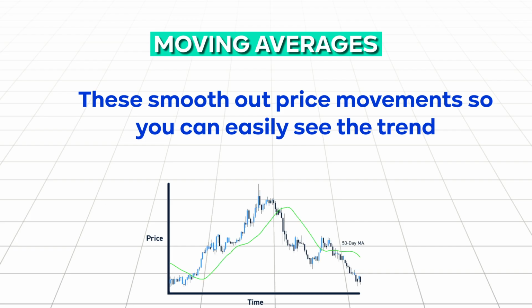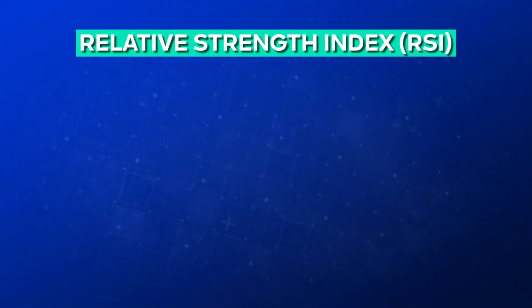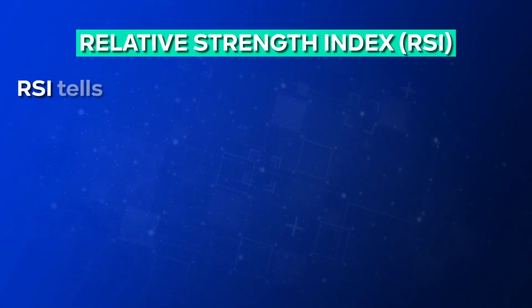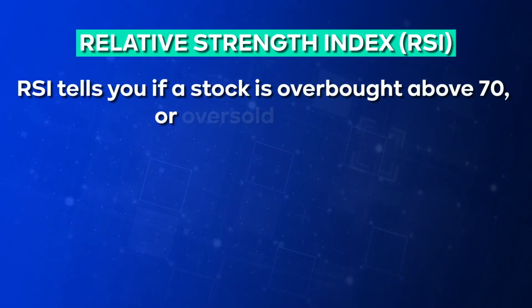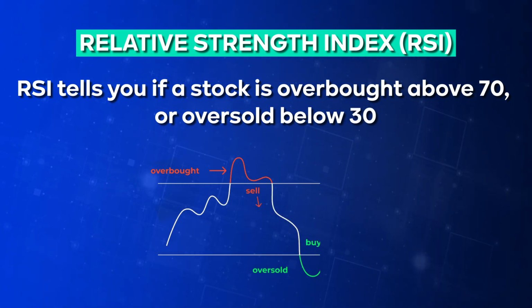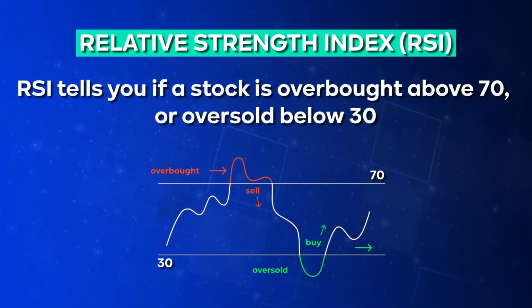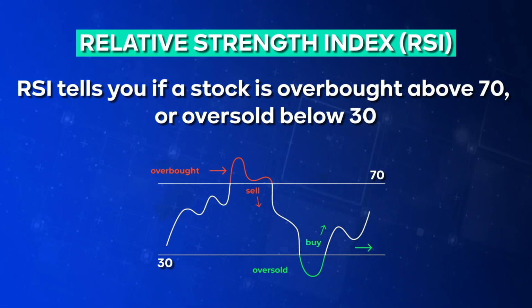Relative Strength Index, RSI. RSI tells you if a stock is overbought, above 70, or oversold, below 30. If it's overbought, it might be time to sell. If it's oversold, could be time to buy.